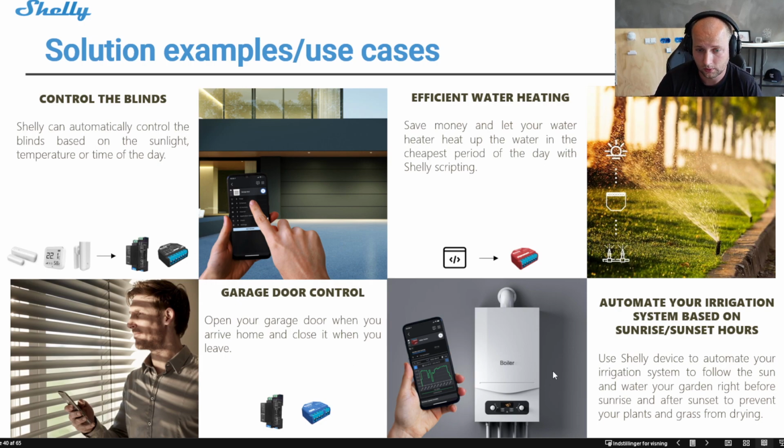You can also automate your irrigation system based on sunrise and sunset. You might know that you don't want to water your grass when the sun is up, because you can then burn your grass and so on. So you can automatically let your irrigation system turn on after sunset, for example.